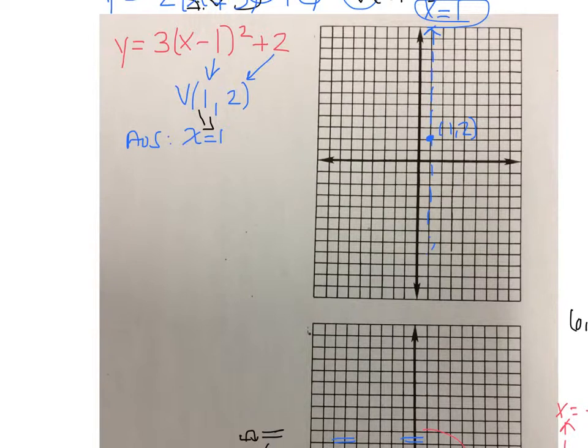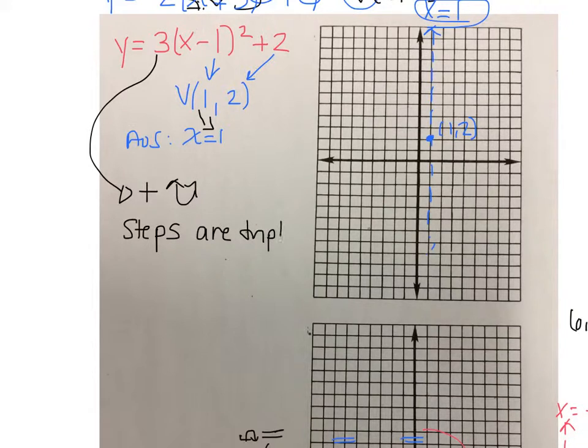So I'm going to use my a value to plot my points in the graph. I'm going to look at my a value and say, okay, it's a 3. The positive means it opens up, and the 3 means the step pattern is going to be triple. So steps are tripled. So instead of 1, 3, 5, I'm going to multiply those by 3 to get my steps. So I'm going to have 3, 9, 15.